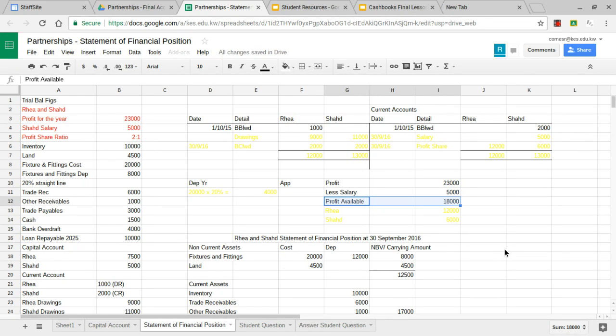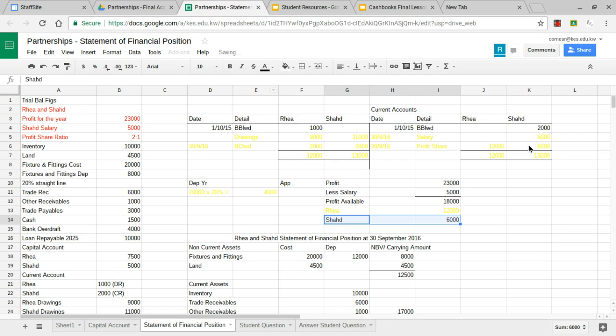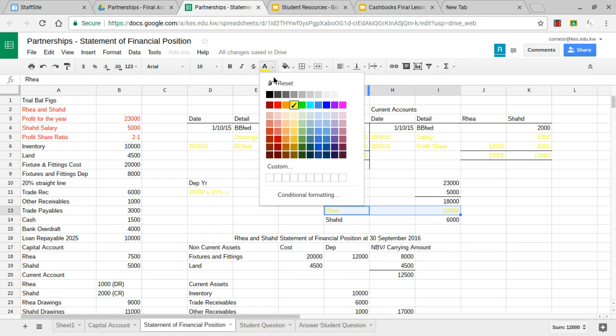Because we don't need to have interest on drawings or interest on capital or any of the other ways of appropriating the profit that we've looked at. And then I know the profit share ratio is 2-1. So what I would have done is divide this by 3, because if I had 2 and 1 together, I get 3. That gives me one share is 6,000, and that's what Shahad's going to get. So Shahad's not doing particularly well in this business because she doesn't only get a salary, but she also gets a bigger profit share, and then Ria gets 2 shares.